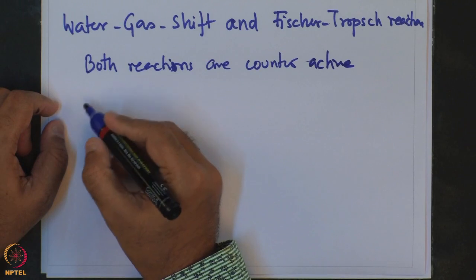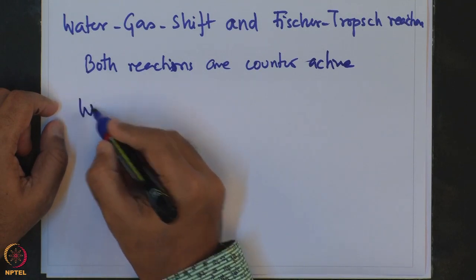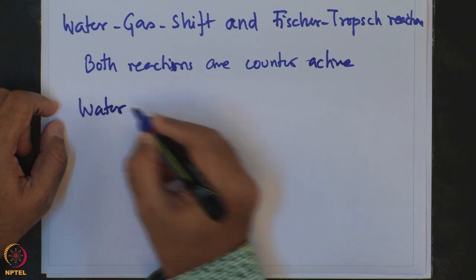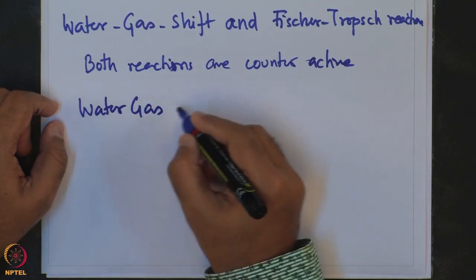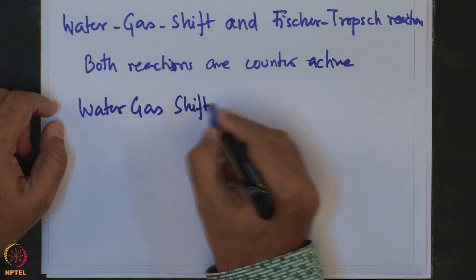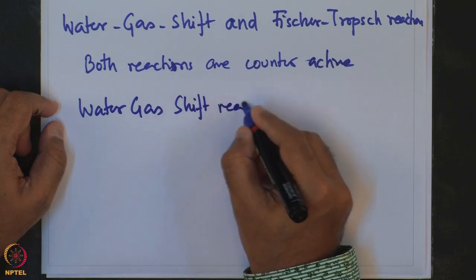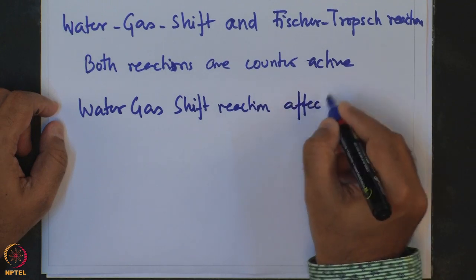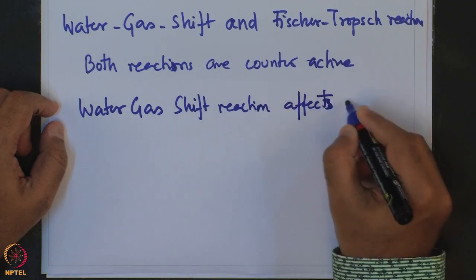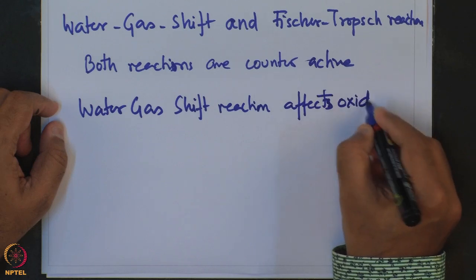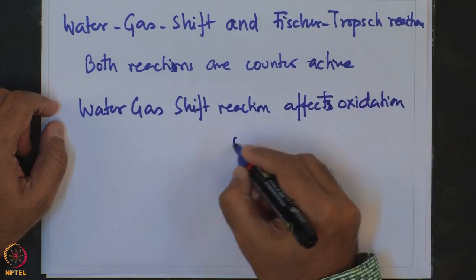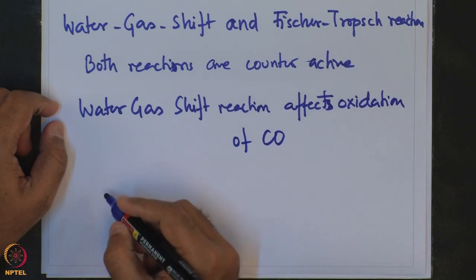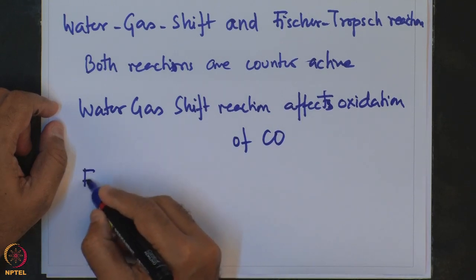The water gas shift reaction effects the oxidation of CO, and the Fischer-Tropsch reaction effects the reduction of CO.